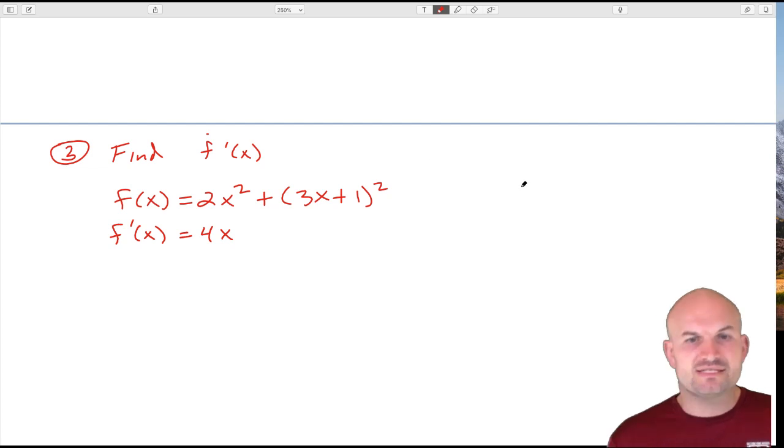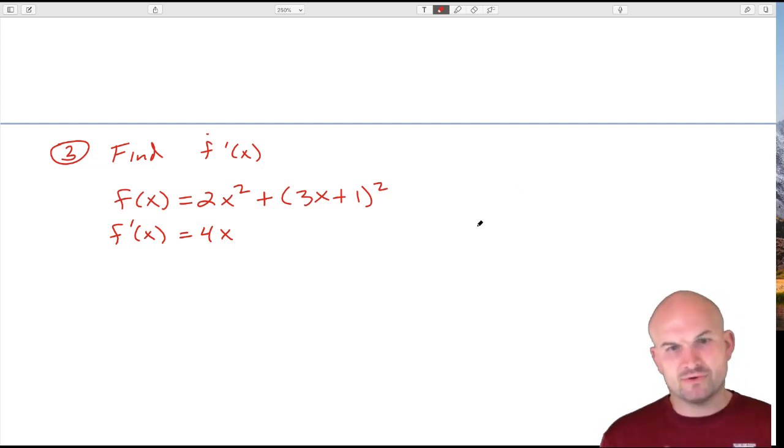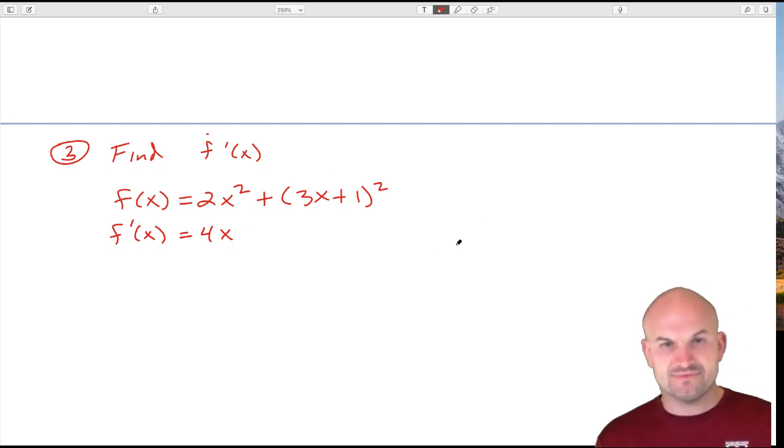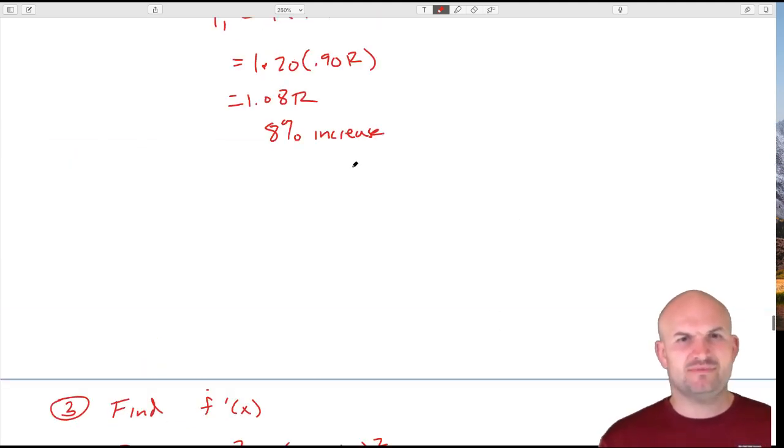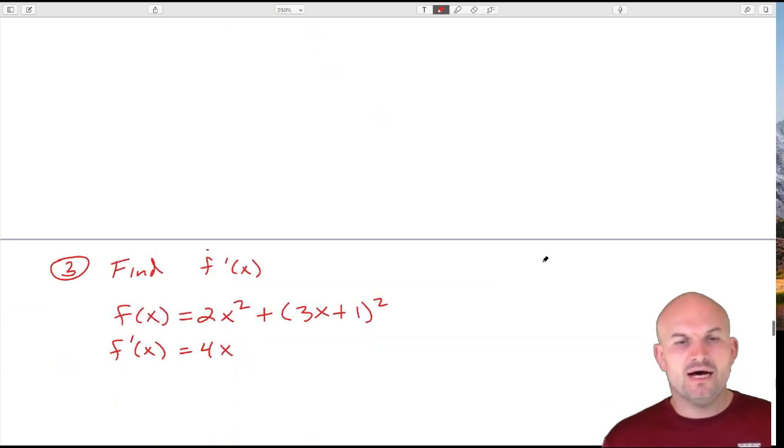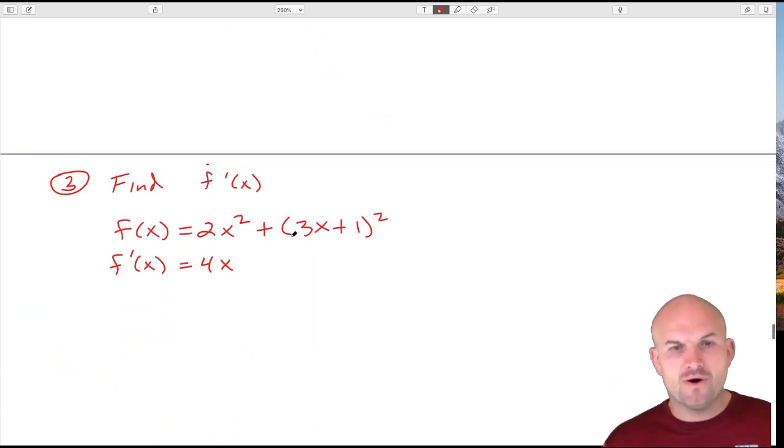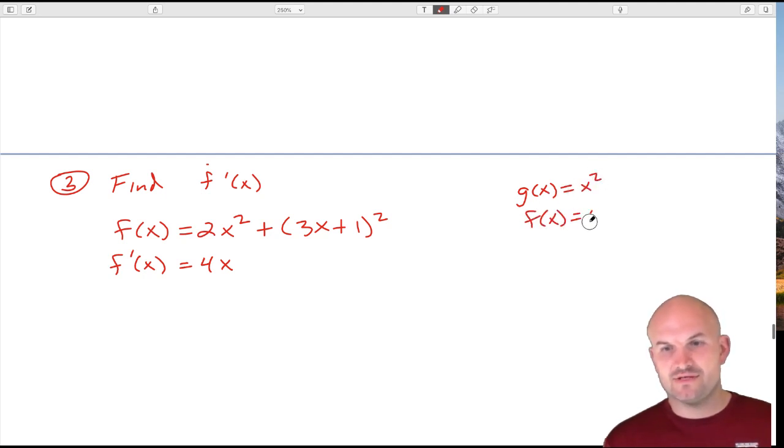Now, the next one is basically understanding how to do the chain rule here, because this is really our key understanding. And actually, did I not write the composition? Yeah, I did. I plugged that in for that. All right. So what we need to understand is there are two functions going on here. Let's say g of x is x squared, and f of x is 3x plus 1.